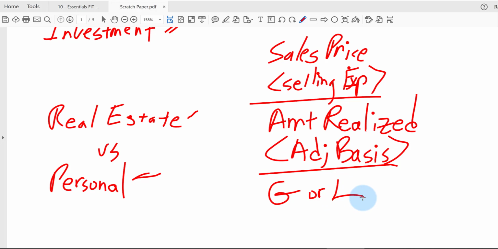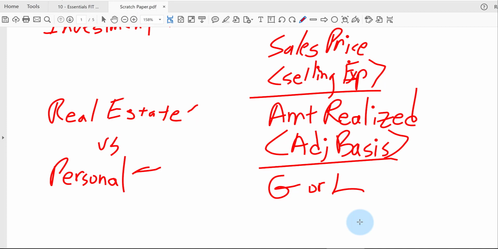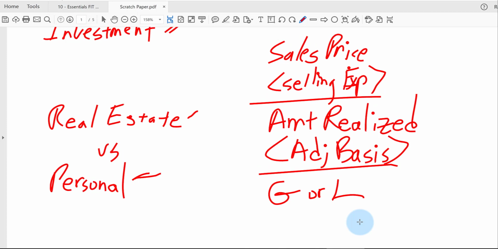So now gains and losses can be either realized or unrealized. Don't confuse it with this realized here. An unrealized gain or loss is when you have not actually completed this sale yet. You haven't sold the property. It's a potential gain or potential loss.